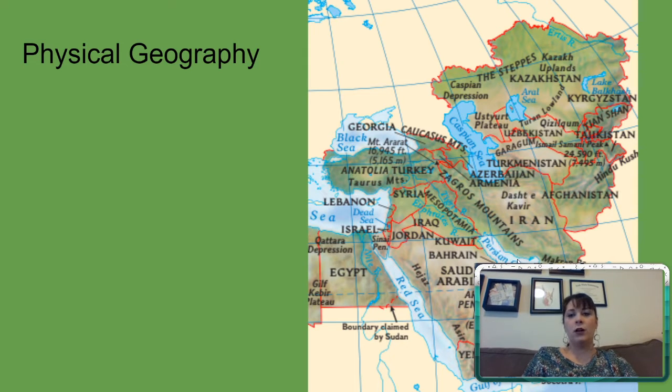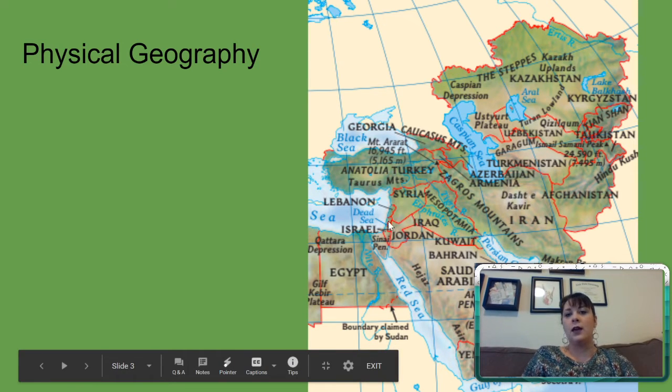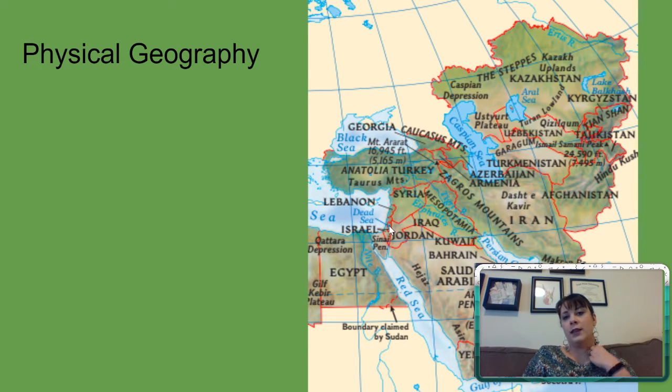We have the Persian Gulf, we have the Red Sea, the Dead Sea is super small, it's right in there. The Caspian Sea, the Aral Sea we'll look at today, the Black Sea. Lots going on in here with water.